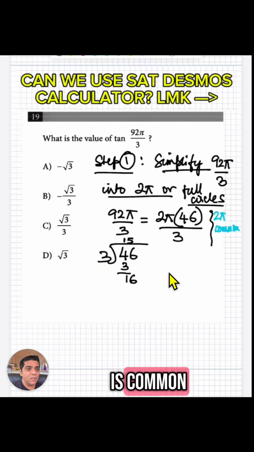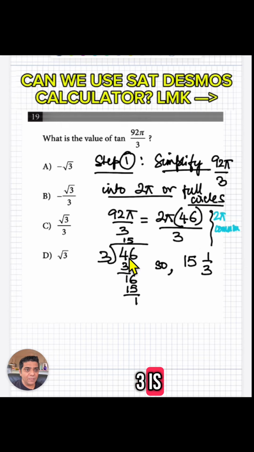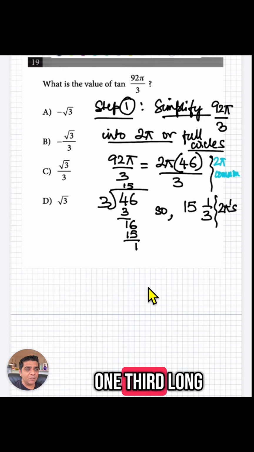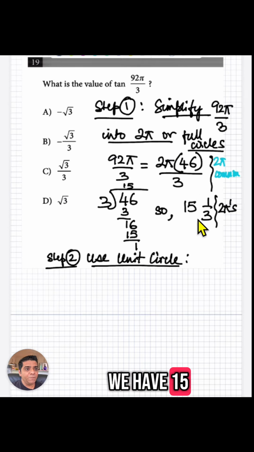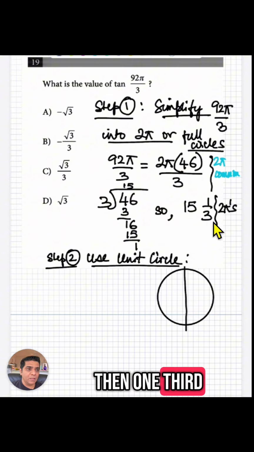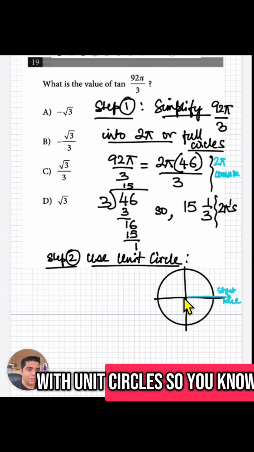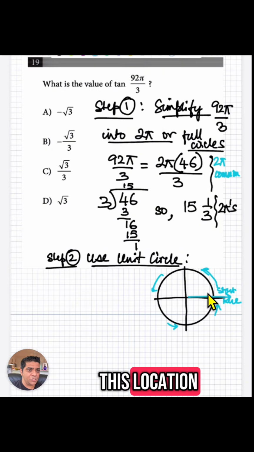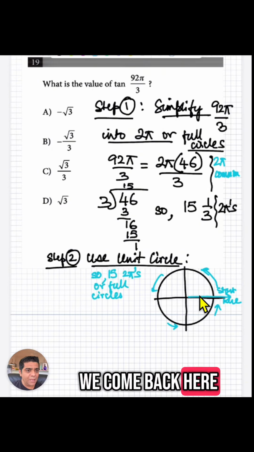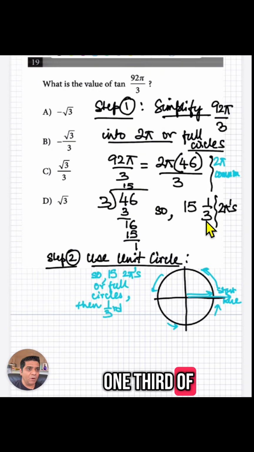2 pi is common, so let's see what 46 by 3 is. When we divide that, we get 15 and 1/3, long division. So that means we have 15 full circles and then 1/3 of a full circle. So let's start with the unit circle. We know we have to start here at this location. So we go 15 times and we come back here. And then we have to go 1/3 of the full circle.